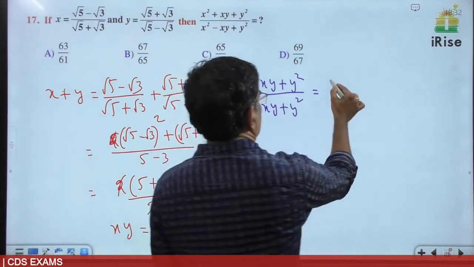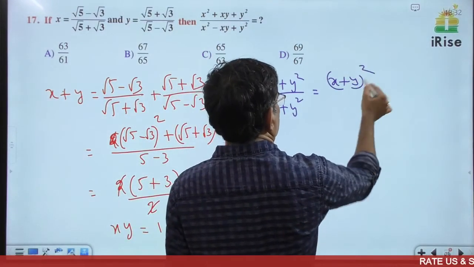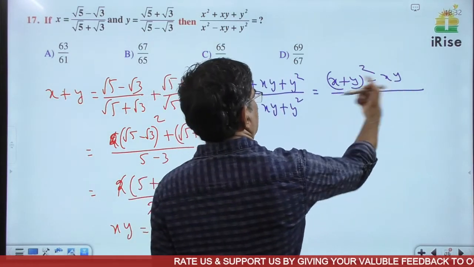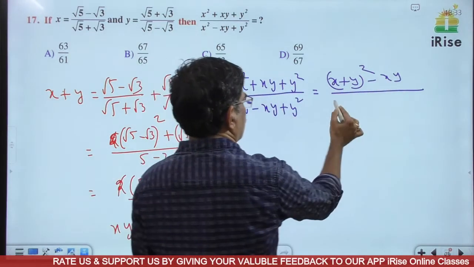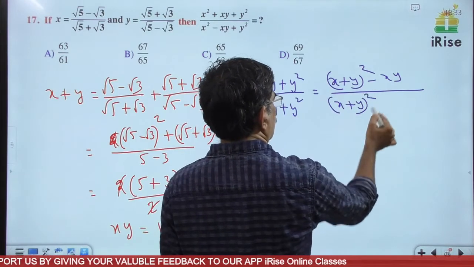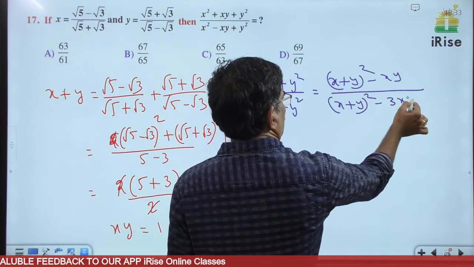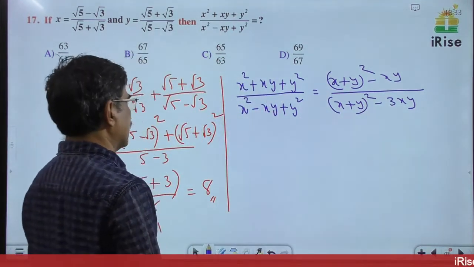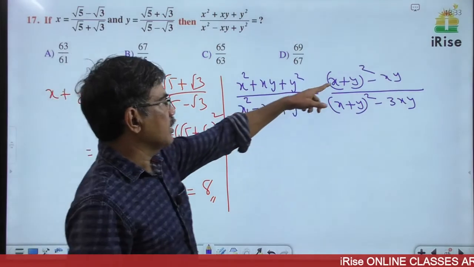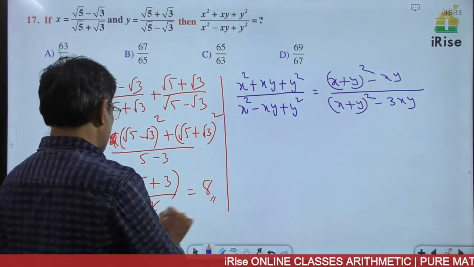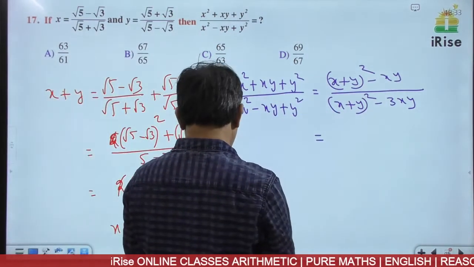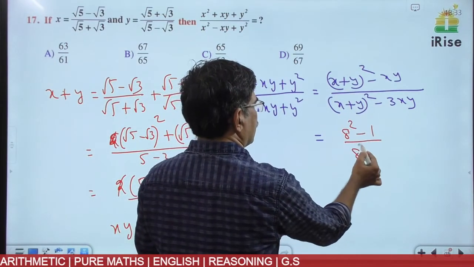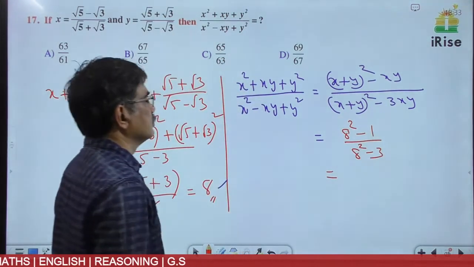Here the numerator can be written as (x plus y) whole square minus 2xy plus xy, that is (x plus y) whole square minus xy. The denominator can be written as (x plus y) whole square minus 3xy. In both cases I want to write the numerator and denominator in the form of x plus y. Here x plus y is equal to 8. So the value is (8 square minus 1) by (8 square minus 3) is the answer.